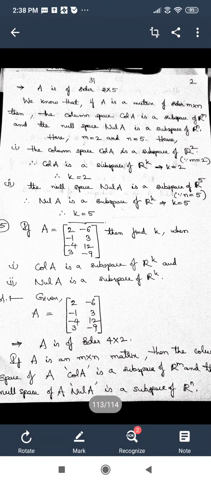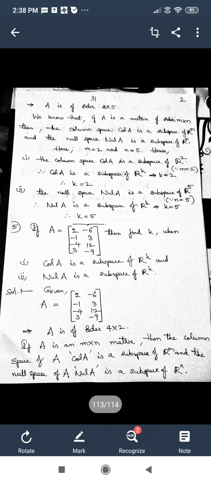So moving on to the solution now, we are given a matrix A, and that matrix A is equal to 2, minus 6 as the first row, minus 1, 3 as the second row, minus 4, 12 as the third row, 3, minus 9 as the fourth row. Here we can understand that the matrix A has 4 rows and 2 columns. So the order of the matrix A can be taken as 4 by 2.